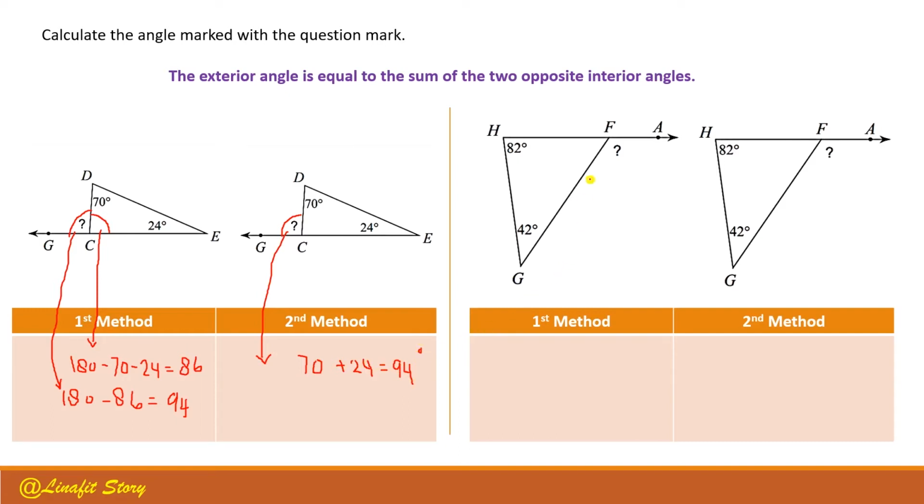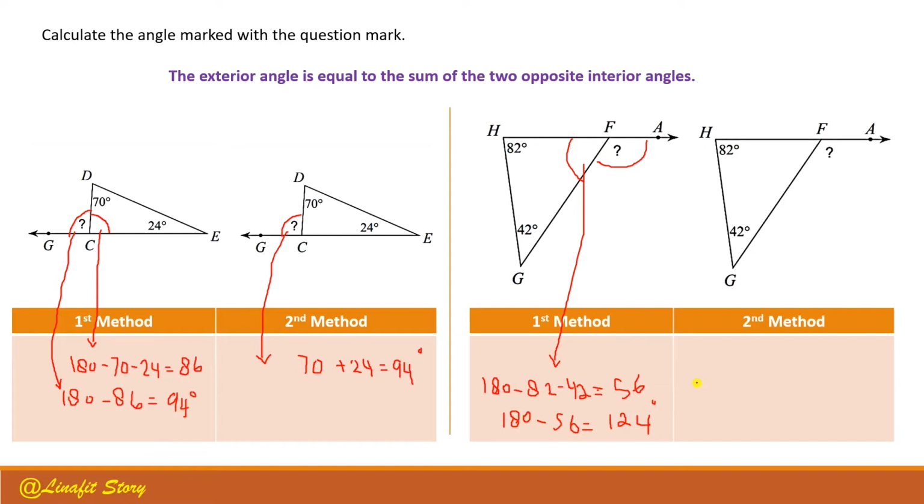The second, over here, HFG is equal to 180 minus 82 minus 42, which is equal to 56. To get AFG, it is equal to 180 minus 56, which is equal to 124 degrees.